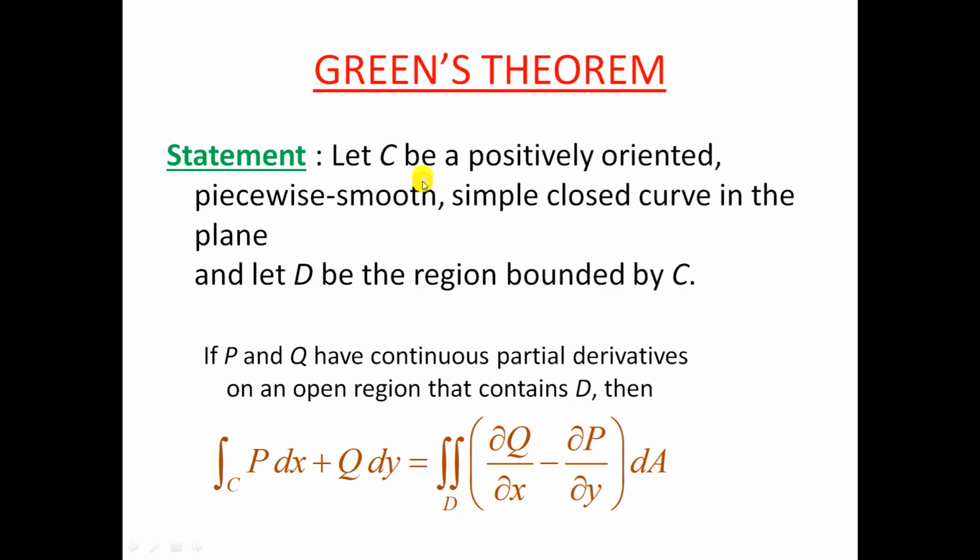So in the statement they have given C as the positively oriented piecewise closed curve and D as the region bounded by C, meaning C is the curve and D is inside the curve. Then if P and Q have continuous partial derivatives in the region D, it is given by the integral along the curve C of P dx plus Q dy equal to the double integral over D of dou Q by dou x minus dou P by dou y into dA. So by using this statement we solve the example. Let us solve the example.